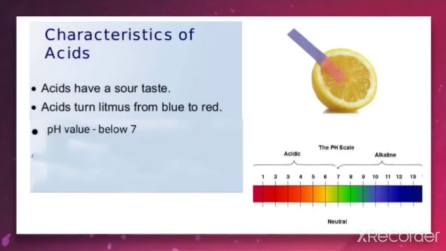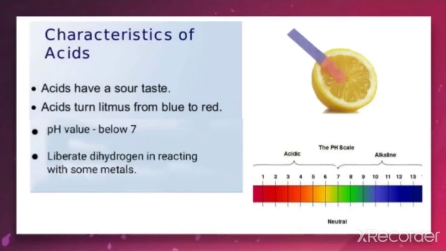When you look at the pH paper, that is the pH scale which is given here, when the value of pH is less than 7, then it is called acidic. If the pH value is greater than 7, then it is called alkaline. And if it is equal to 7, then it is called neutral. So the pH value of acids is below 7. Acids liberate dihydrogen on reacting with some metals.